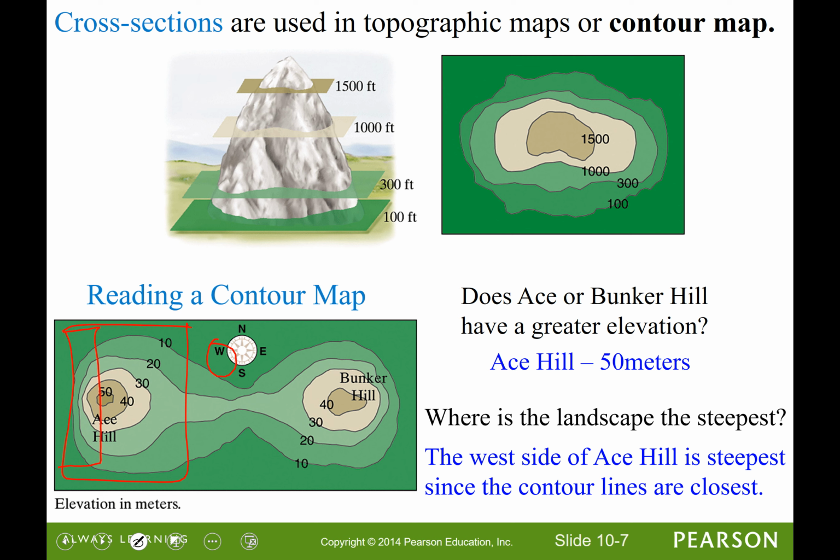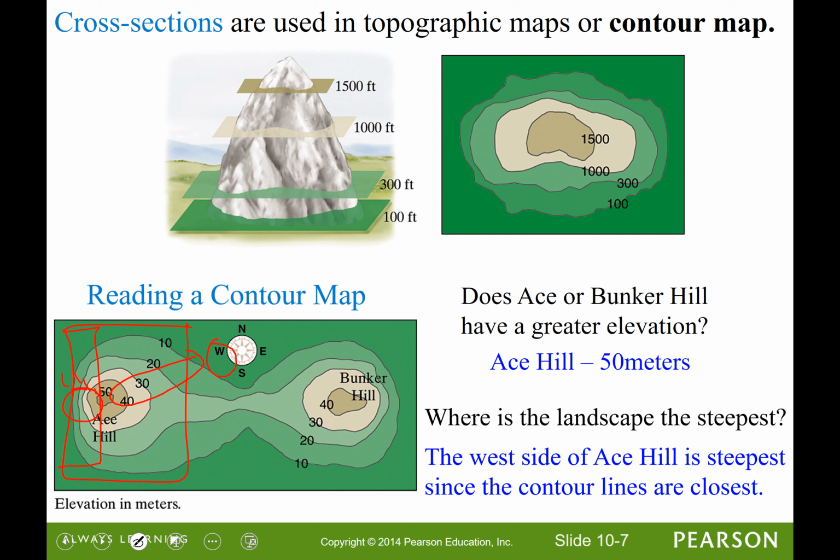So these lines are super close together, which means the elevation is changing from 10 to 20 to 30 to 40 to 50 meters in a steep fashion over there. Whereas let's say if you wanted to climb Ace Hill and you wanted the least steep route, you would want to climb over here, where the contour lines are further apart.